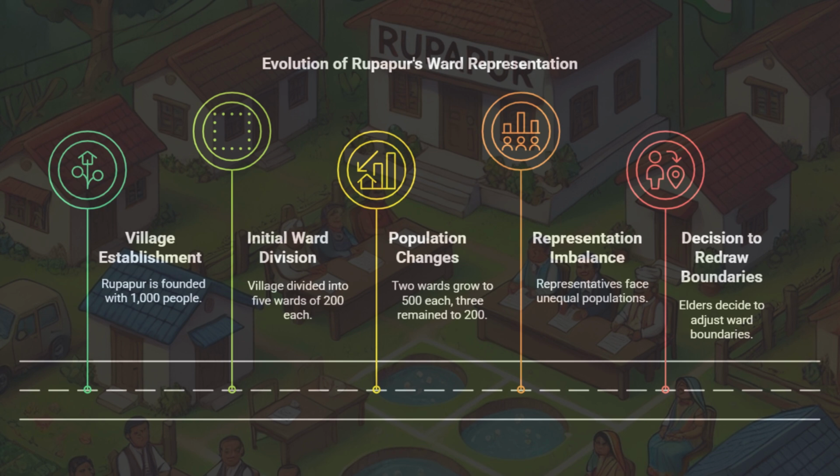This created a problem. In the big wards, one representative had to serve 500 people, while in the small wards, another representative only had to serve 200 people. Was this fair? No, right? So, the village elders decided to redraw the boundaries, a process called delimitation, so that each representative would serve roughly the same number of people. This seemed like a good idea. But here is where things got tricky.